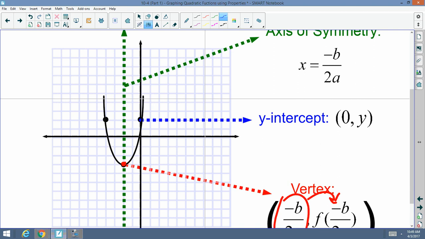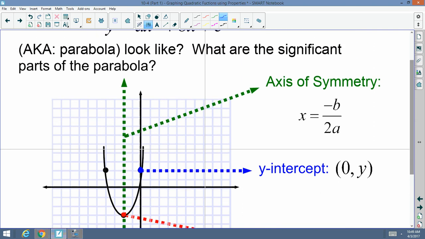The y-intercept. The y-intercept is the y value when x is 0. Okay, it's the c of the graph. That's my y-intercept. And then I have, of course, an axis of symmetry, this dashed line right here. My axis of symmetry is x equals -b over 2a.